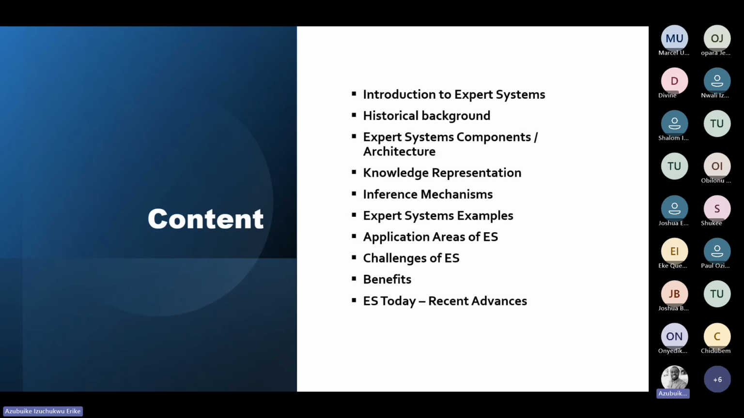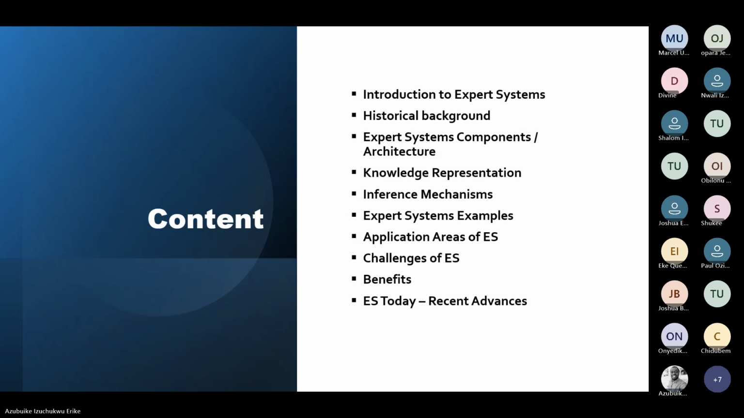So first we start with introduction to expert system, give a little historical background, talk about the components, the architecture of an expert system. Then, inside of the components, we have the knowledge representation, inference mechanisms, and then we talk about expert system examples and different application areas where we can apply expert system. And then we talk about the challenges and the benefits. I want to believe we'll be able to do all this in this particular lecture.